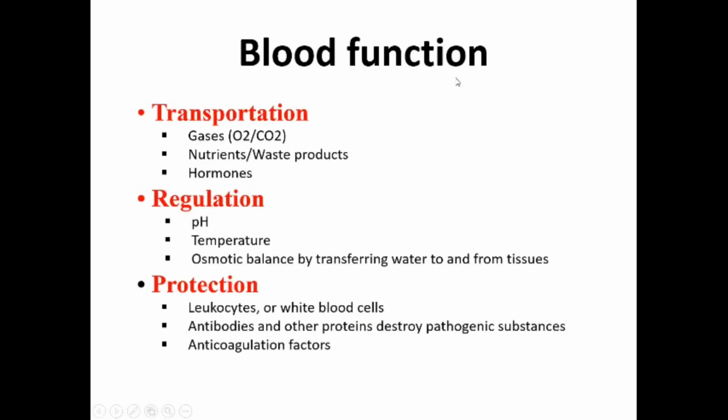About the functions of the blood, you know the blood has a transportation function. Actually, the blood distributes gases, oxygen and CO2, in our body, nutrients and waste materials, and hormones. The blood has a regulation function: it regulates the pH, temperature, and also the osmotic balance by transferring water to and from the tissue.